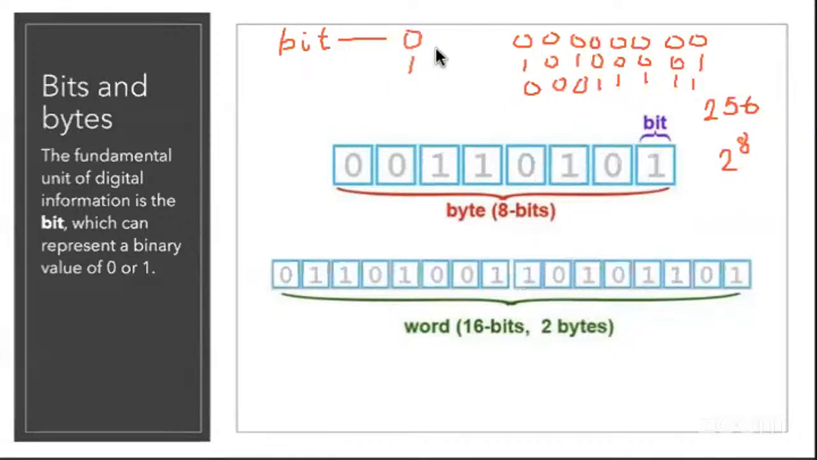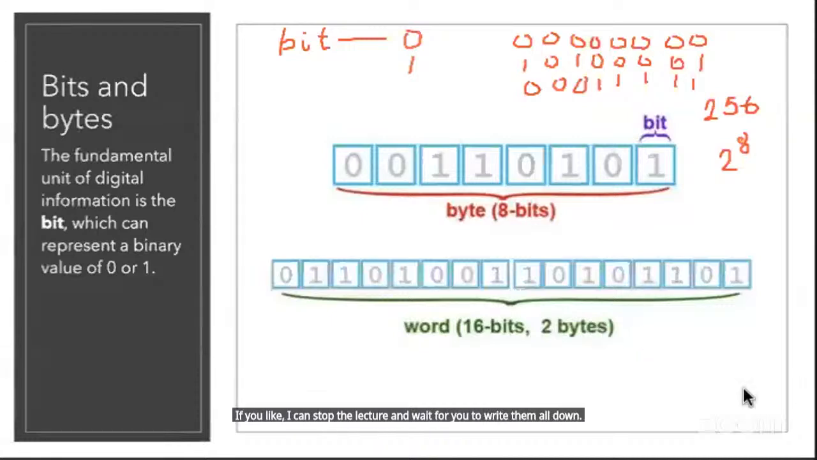While in a bit, you only have 2 combinations, 0 and 1. A byte can represent 256 combinations. I just wrote 3 combinations. You can still get 256. If you like, I can stop the lecture and wait for you to write them all down up to 256. But of course, I'm joking. So that's a byte and bits. So I'm done with this. I'm moving on. If you don't understand, read more from your manual and from online sources.